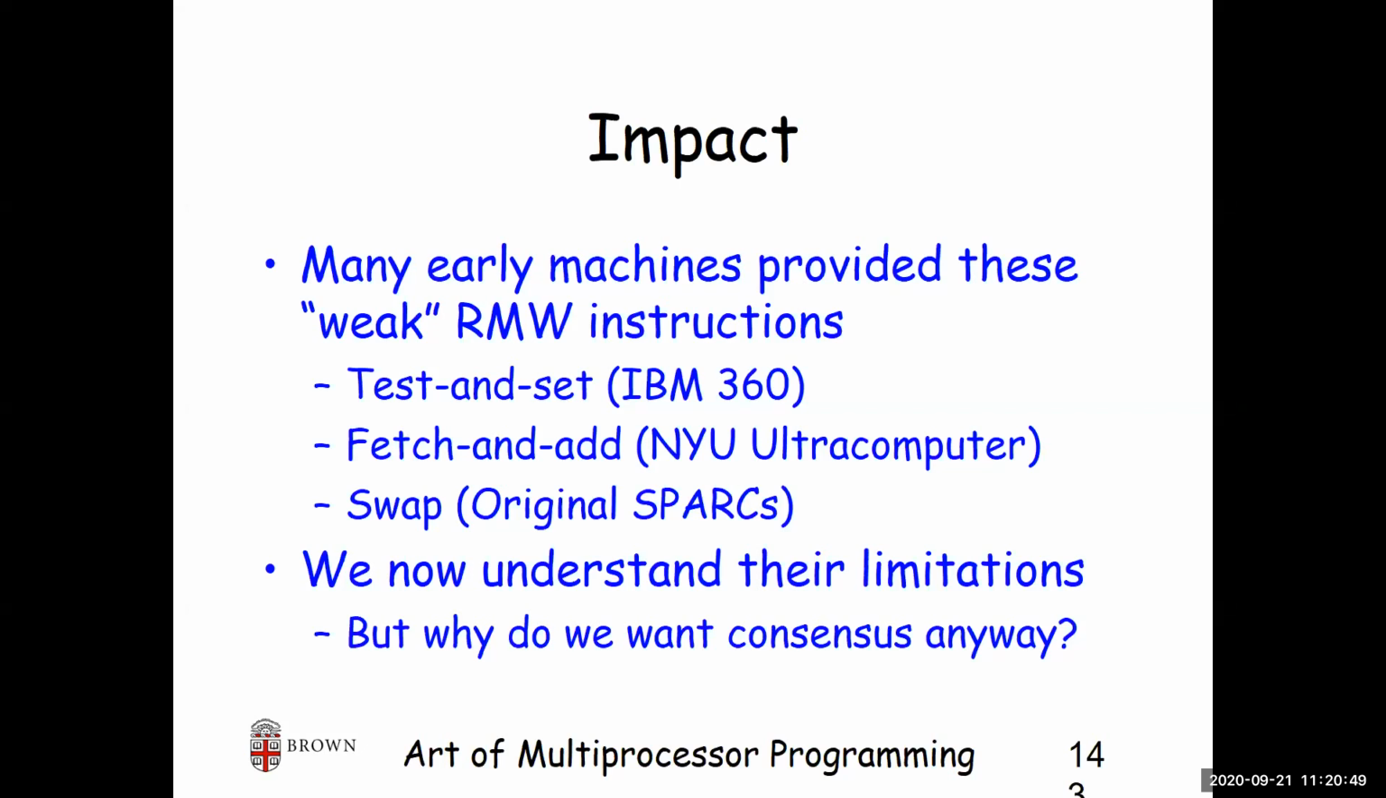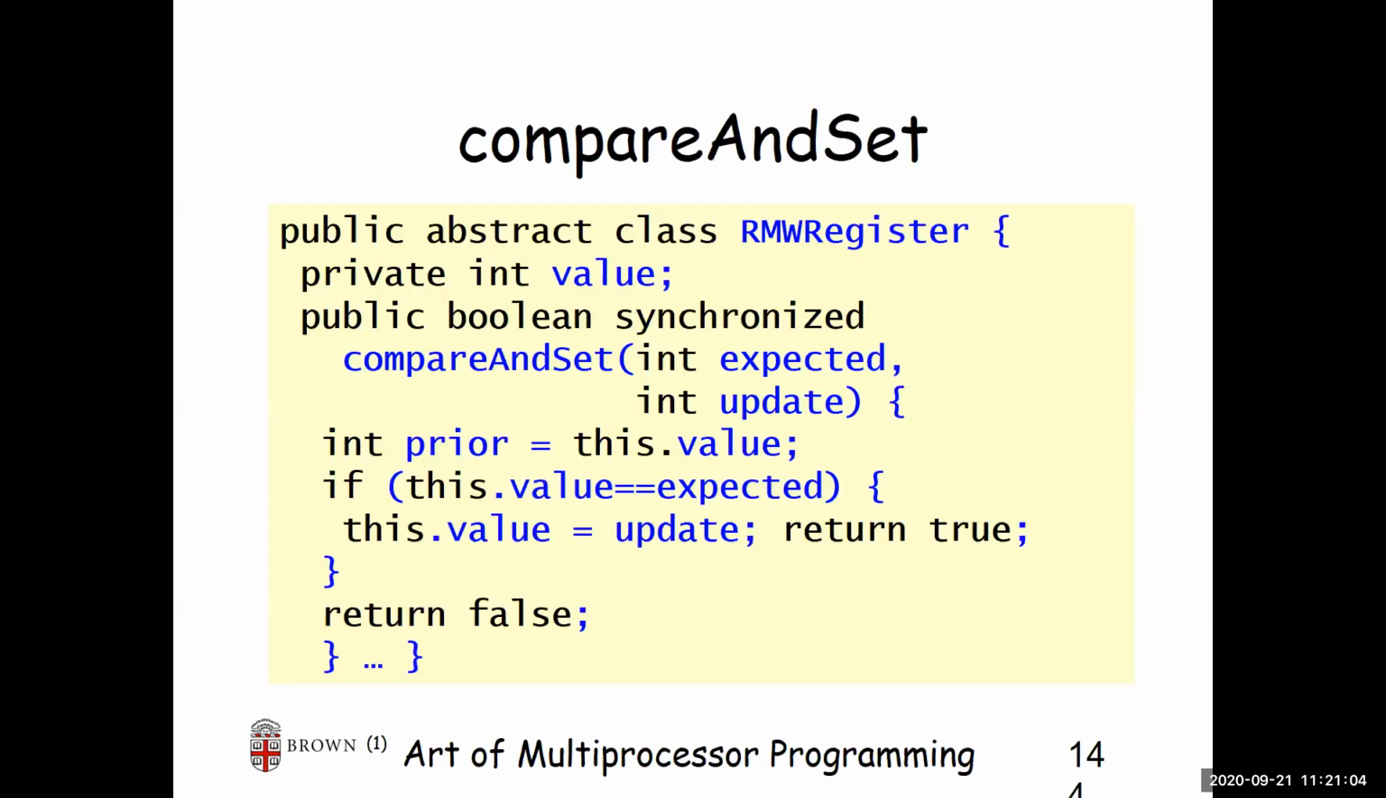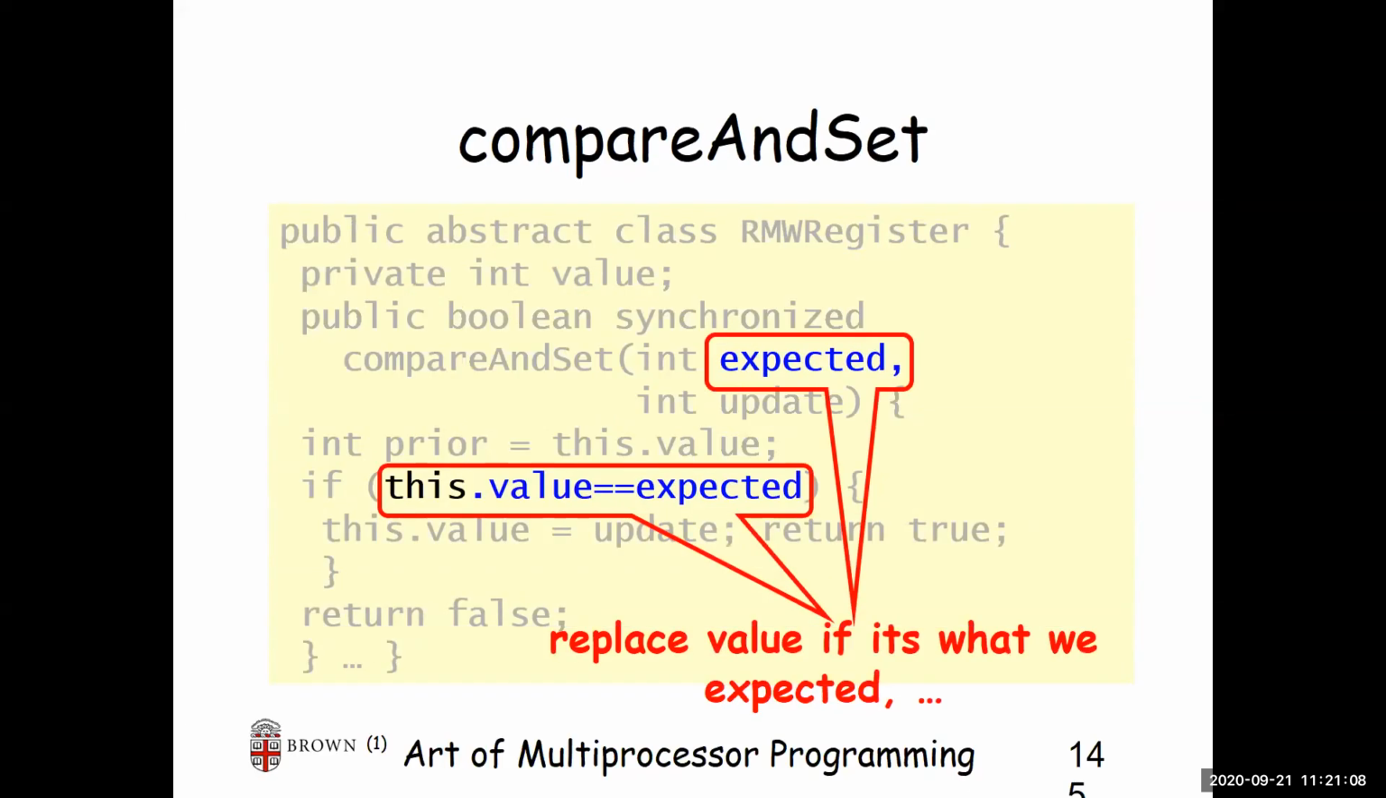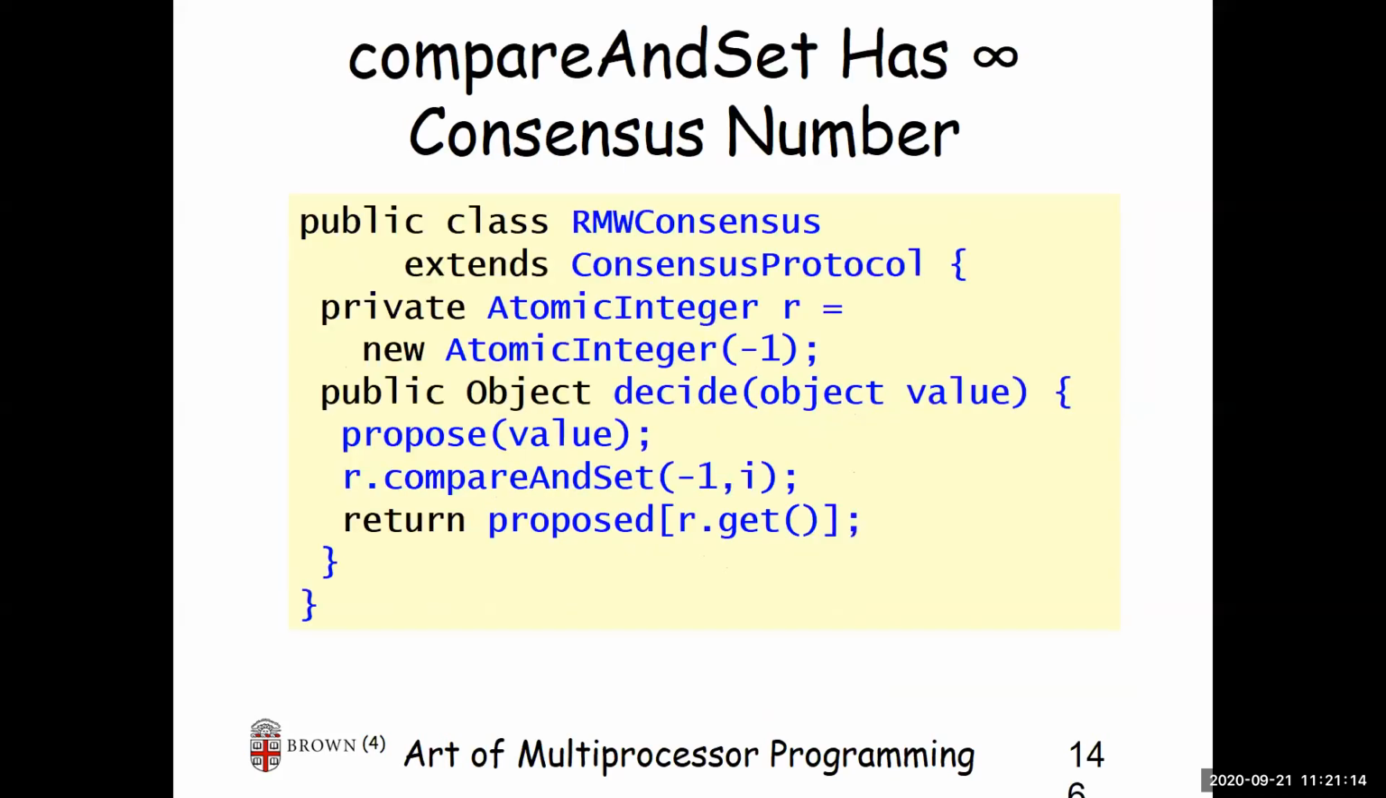So many early machines provided these weak RMW instructions: the test and set, the fetch and add, and the swap. And we now understand their limitations, and why we can't do that. So the compare and set, however, where we have the expected value and the update value, is going to give us a consensus infinity object.